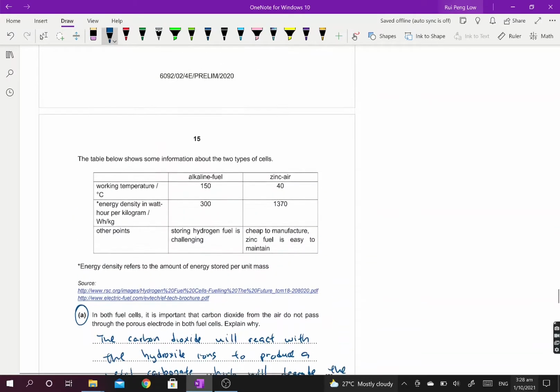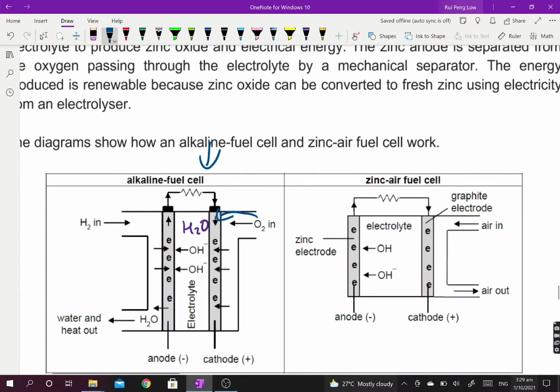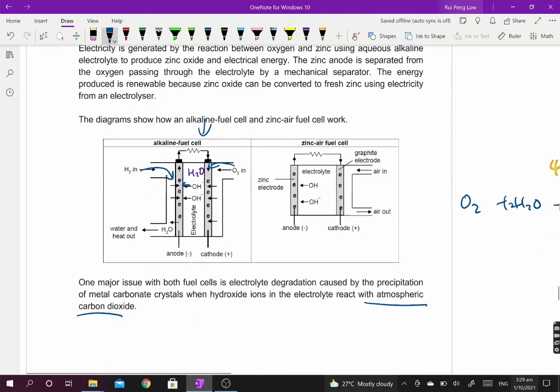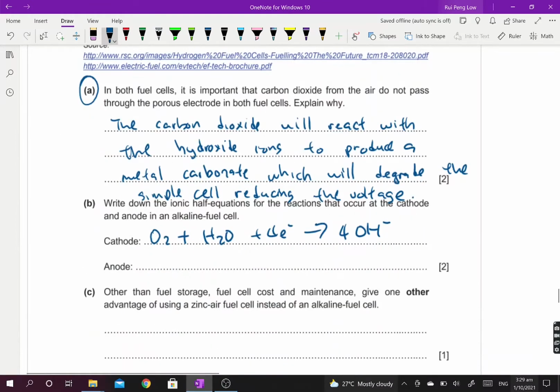Now at the anode, if you can zoom in, you can see the hydrogen comes in, and the OH minus goes to this electrode. So quite obvious, the hydrogen will react with the OH minus. So hydrogen plus OH minus gives, in this case, water plus electrons.